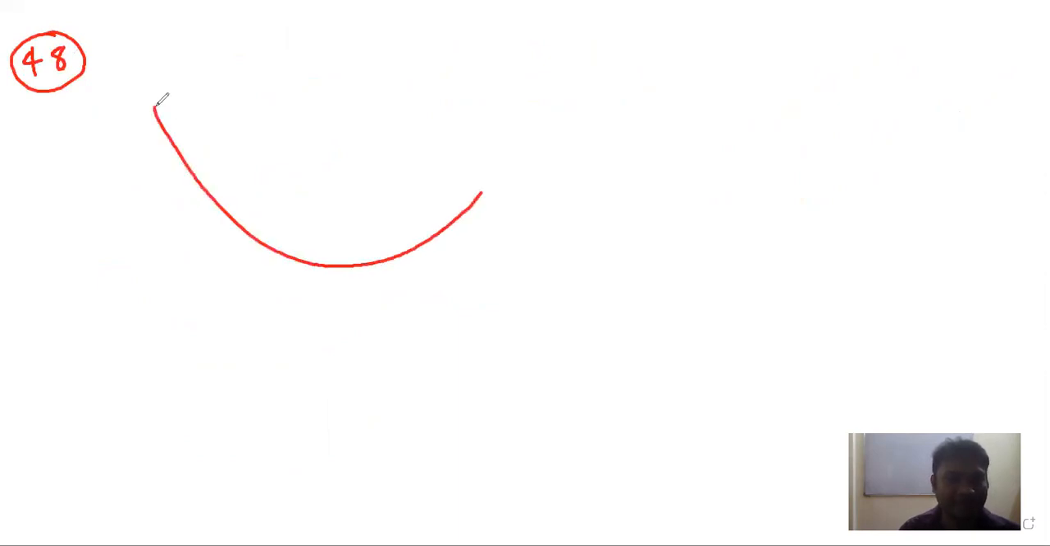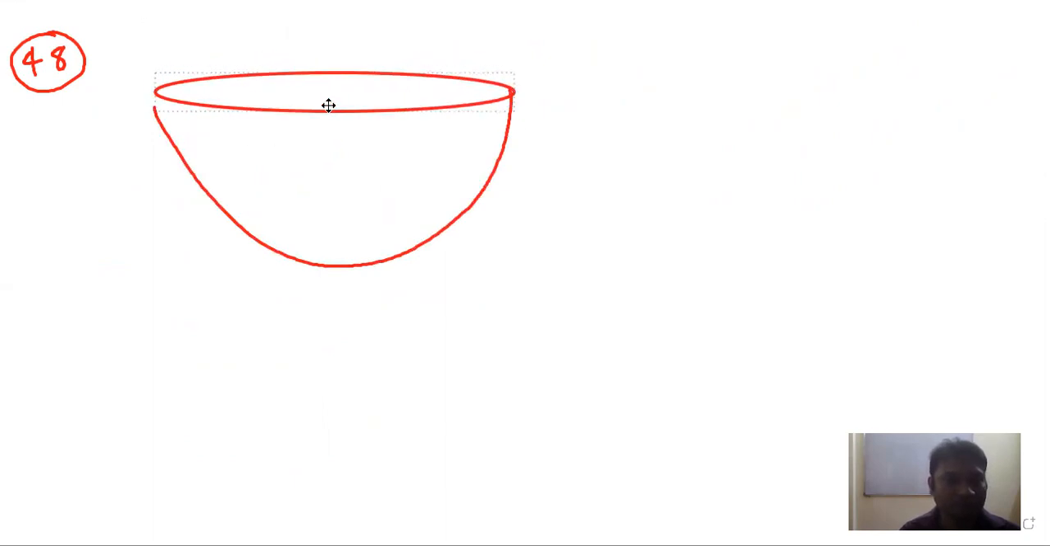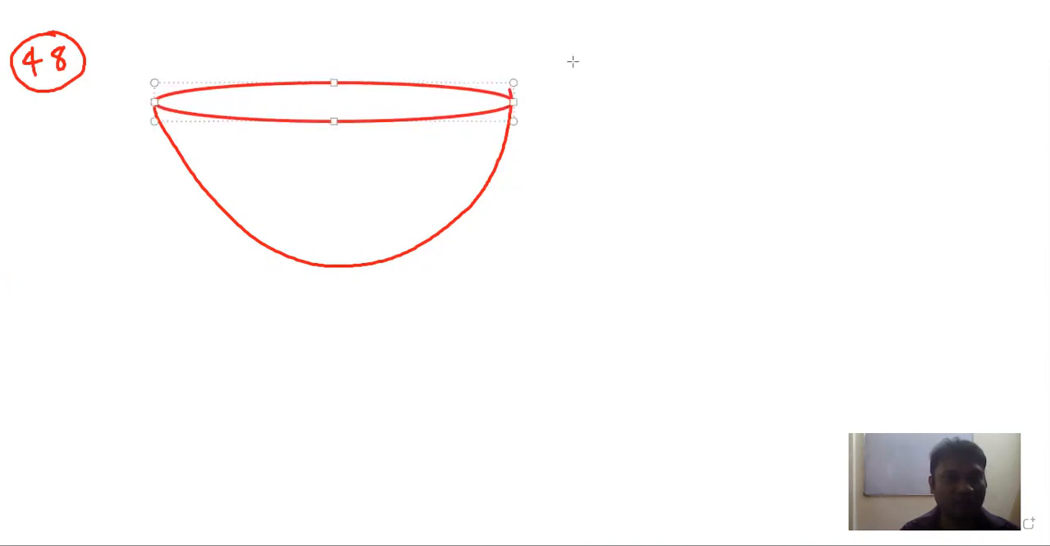So we have question 48. We have a hemispherical bowl. Let me make a better diagram, a bigger diagram. Something like this. We have a spherical bowl and we have a mass here. And this mass is moving in this circle. Let me show it in light blue color. This mass is moving in this circle, like this.